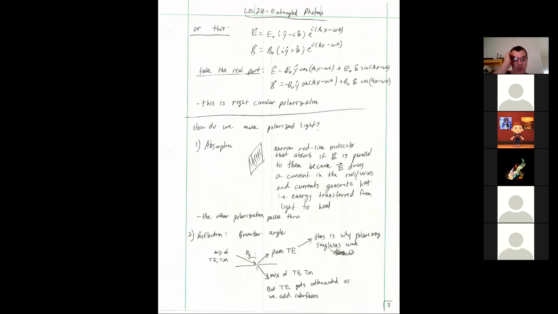And we could also do something where we reverse some signs and we would get right circular polarization. And now I would take my right hand and I would curl my fingers in the direction that E is traveling, and my thumb would point in the direction of K. Any questions?